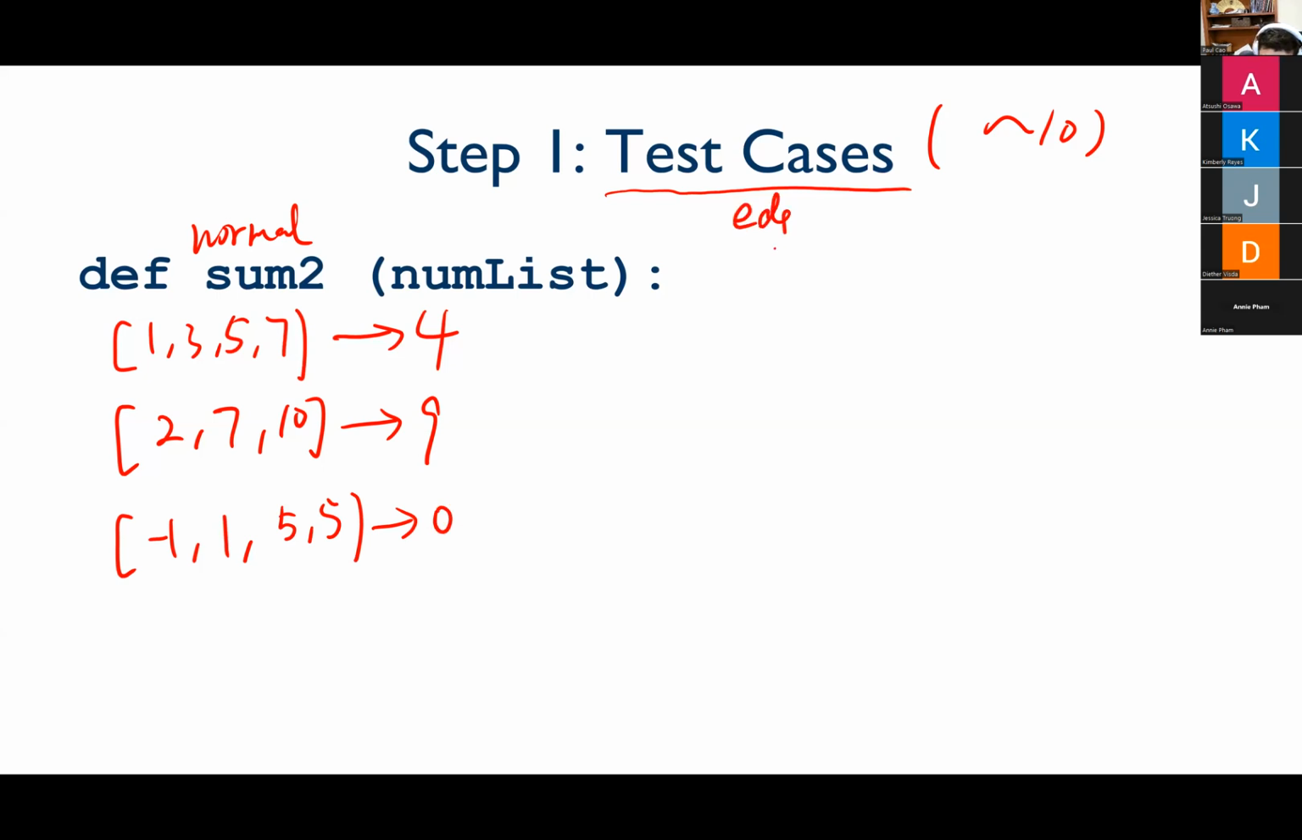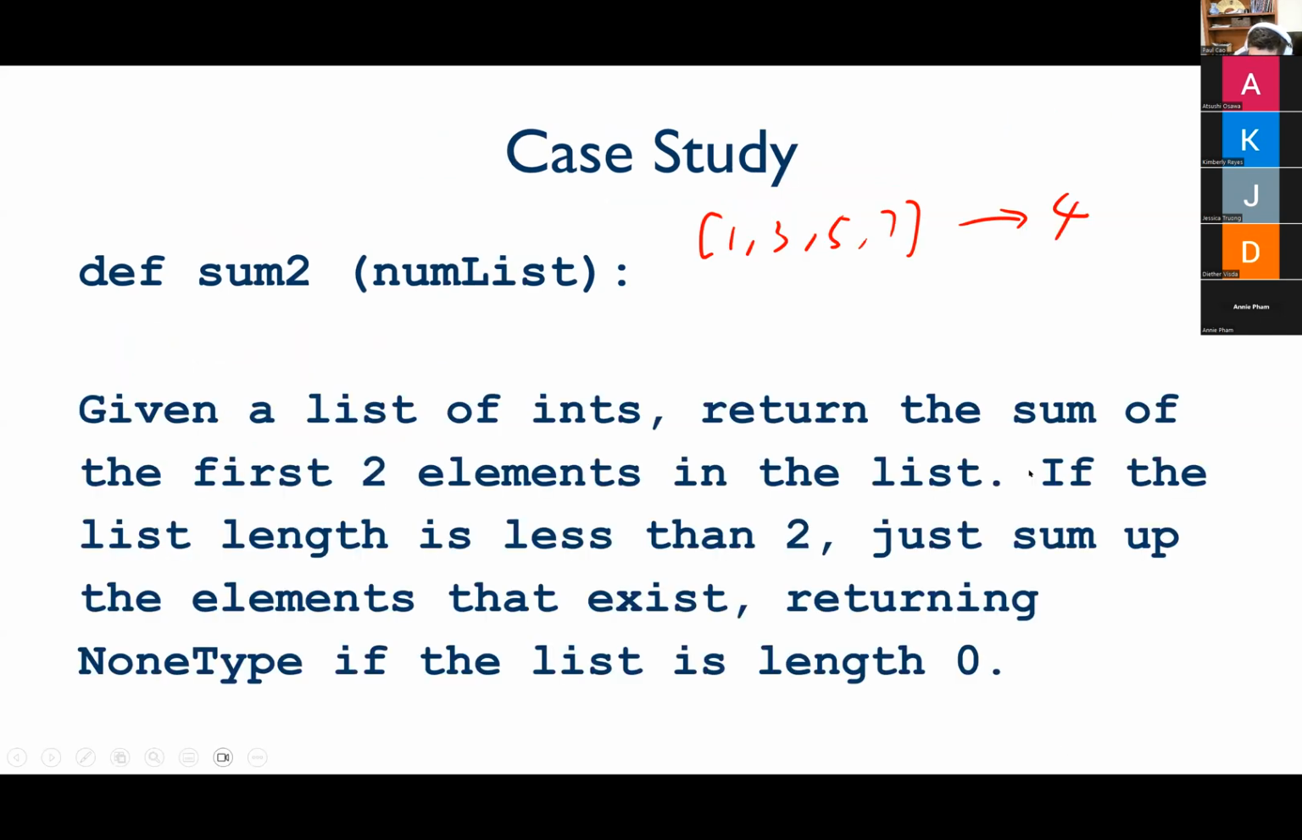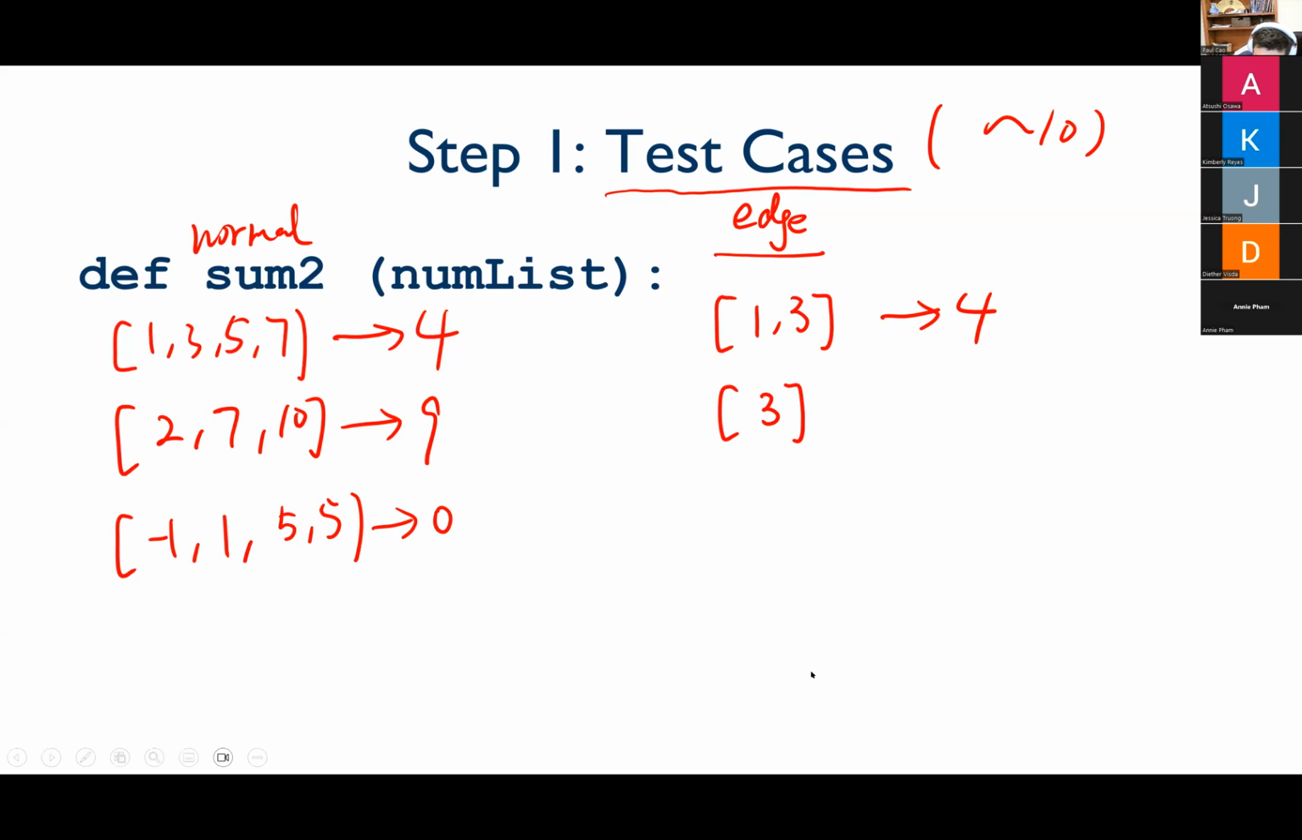You can also think about cases that are kind of special, that are tricky. We call them the edge cases. For example, if I give you 1, 3, I'm expecting a 4. I have exactly two things, and I'm returning the sum of them. How about I only have one thing? What am I supposed to do? If I have no idea, go back and read the write-up. It looks like I should just add up this one thing. I should get a 3. What if I have an empty list? If it's empty, I should return None.